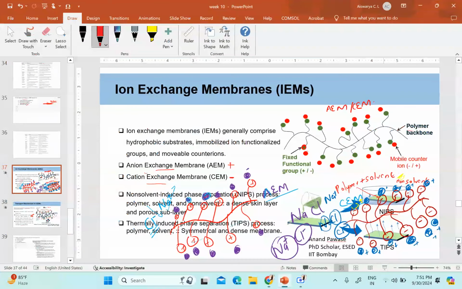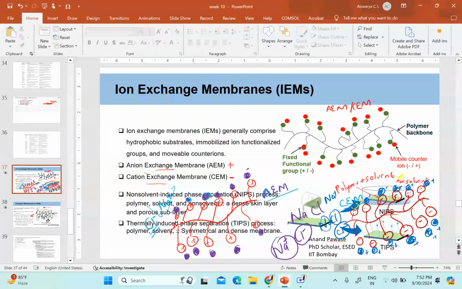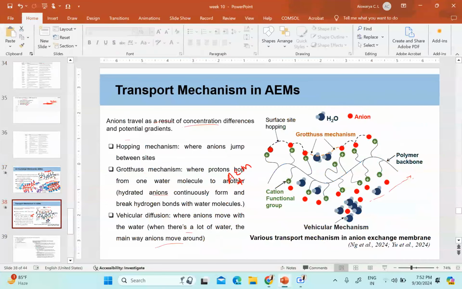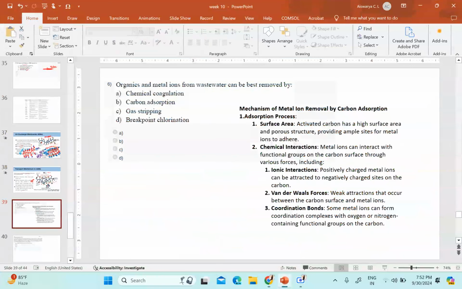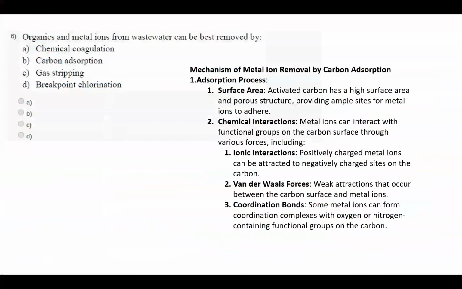This mechanism is clear, how the ion exchange membrane exchanges the ions. It is clear, right? Yes, okay. So I will give the EDR topic next class. In the previous class, one more doubt was there.